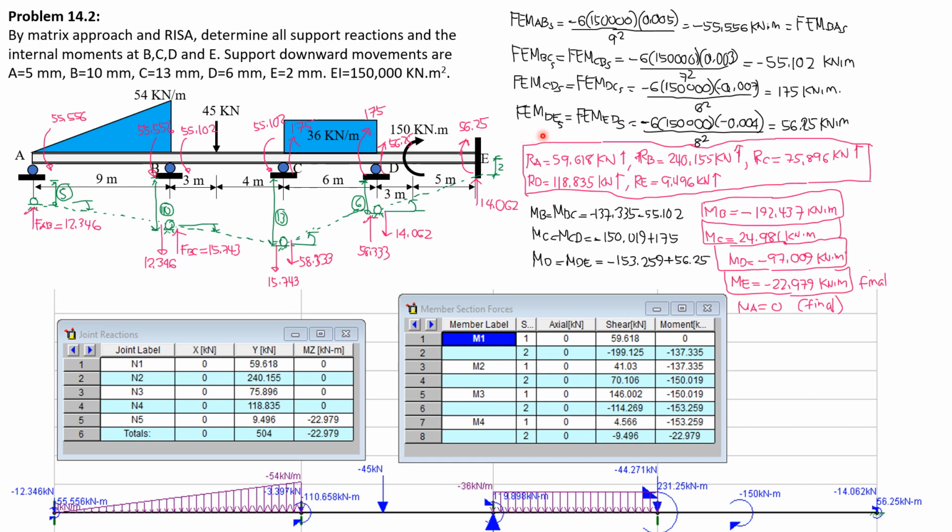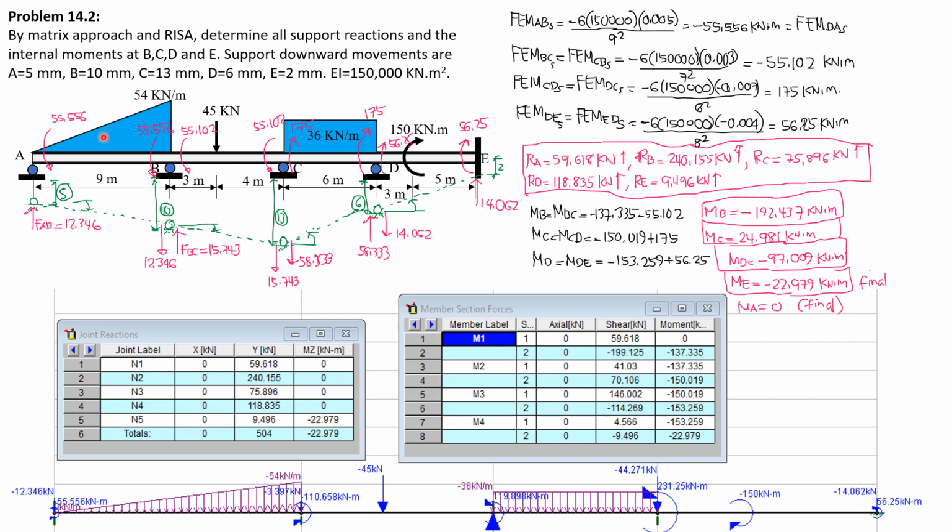Then finally, fixed moment DE, fixed moment ED is equal to negative 6 EI. Delta, the rotation is counterclockwise, treated negative, 6 mm minus 2 mm is 4 mm, so negative 0.004 meter over L square, 8 square, so 56.25 kilonewton meter positive, so clockwise as shown. Then we compute for the fixed forces due to these couples, only couples.